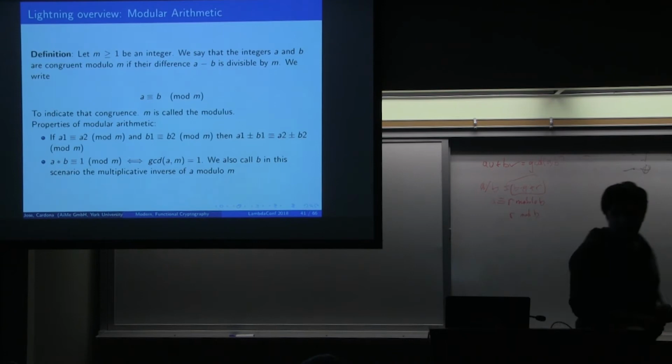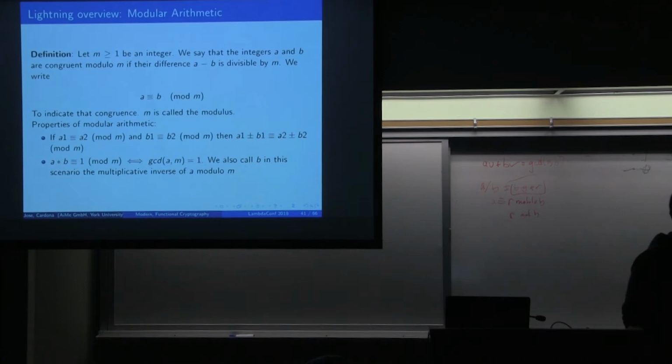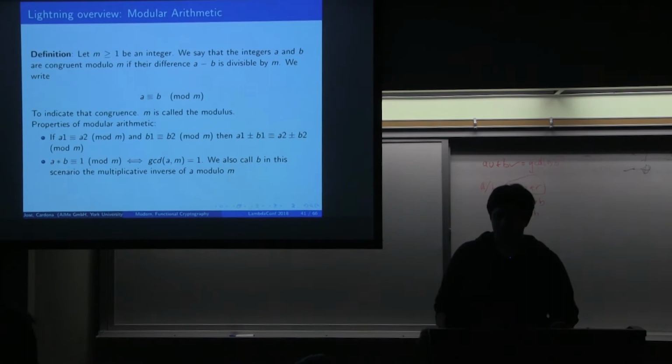So if the GCD of A and M is 1, that means there exists a B that is the inverse of A, and when you multiply those, you get 1. And by the way, I'm talking about the integers. We will get algebraic very soon. So hold on to your seats, because we will get into the abstract algebra part very soon.